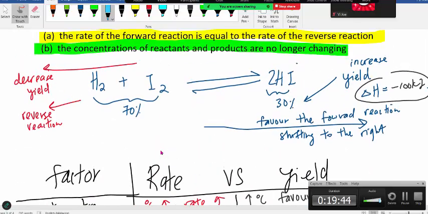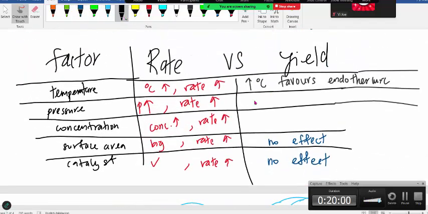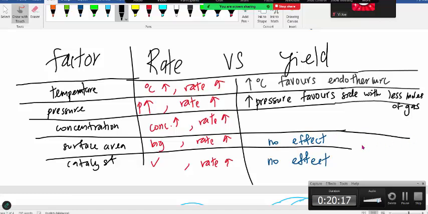Now for this reaction, if I put high pressure, what happens? Nothing. No change. Why? Here 2, here 2. Get it or not? So again it depends. High pressure favors the side with less moles of gas. Get it?